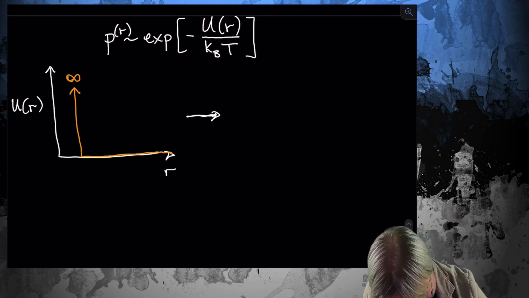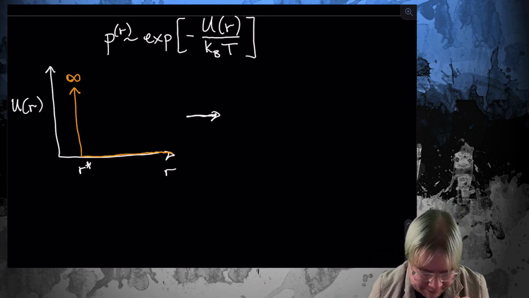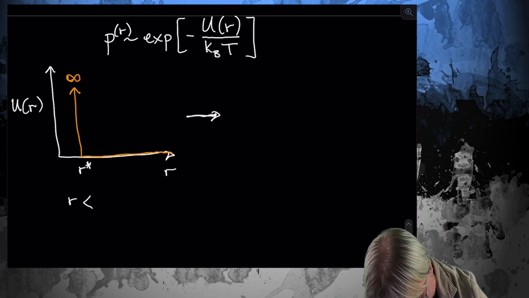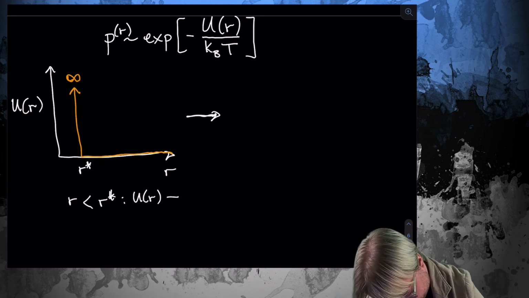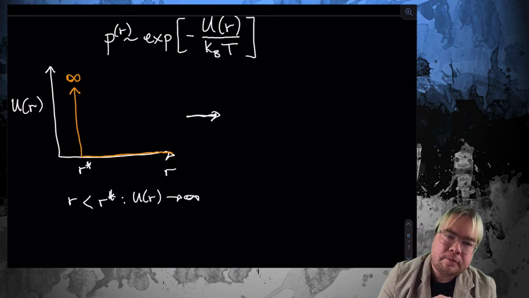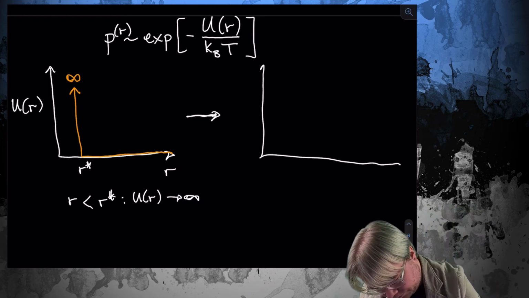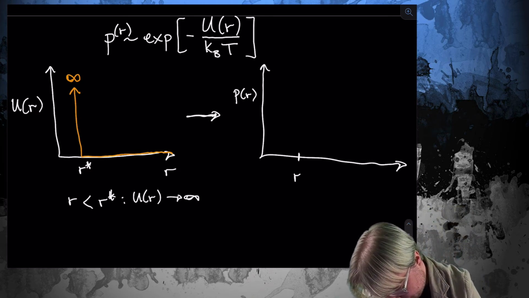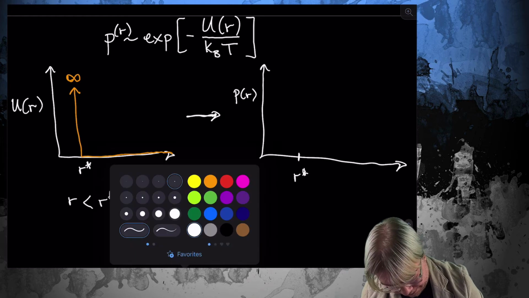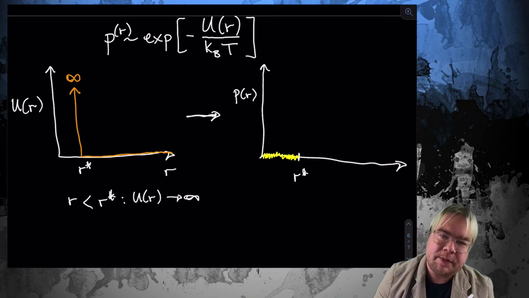Let's call this value R star, where it shoots to infinity. If R is less than R star, then U of R is infinite. And what's e to the minus infinity? E to the minus infinity is 0. So this is the probability of finding particles at a distance R. This is R star, and anything less than R star, the probability will be 0 because the potential is infinite.